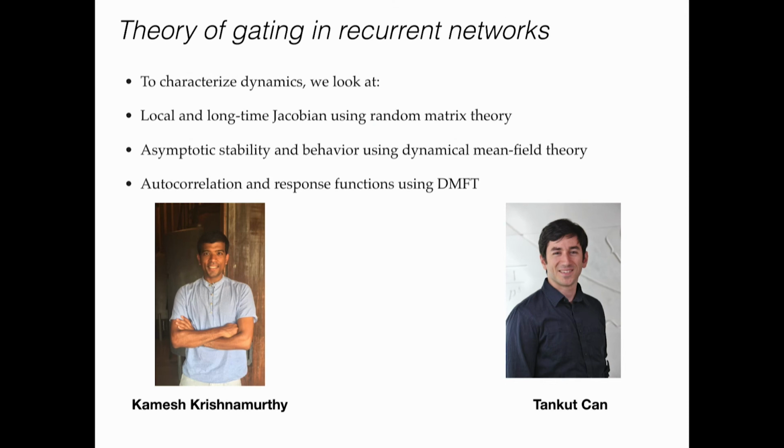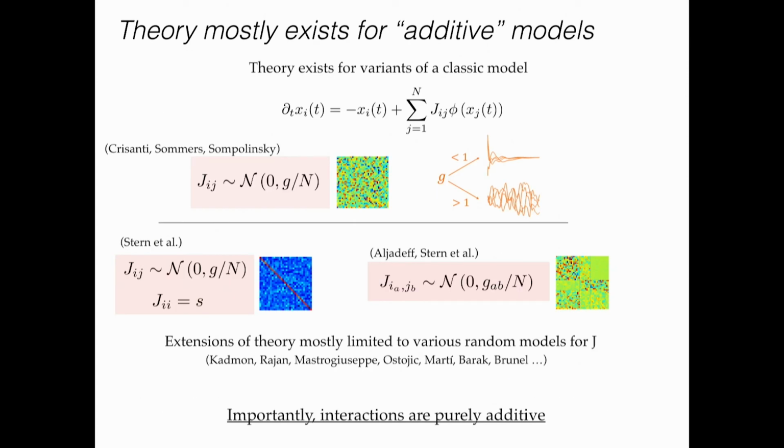And of course, there's a long history of this kind of work, starting from the seminal work of Sompolinsky and collaborators. But most of the work in this field in the theoretical neuroscience literature is with additive models that don't have gates. You can decorate this basic model by changing the structure of the interaction matrix, by having self-interactions or modular interactions or modular populations and so on. And that gives all sorts of interesting results. But these interactions are still additive.